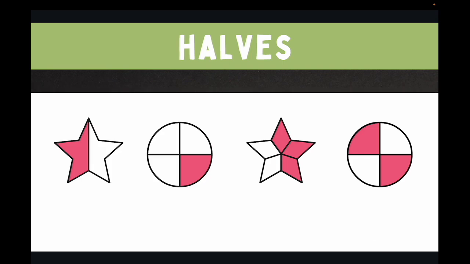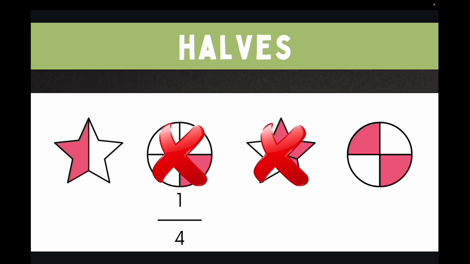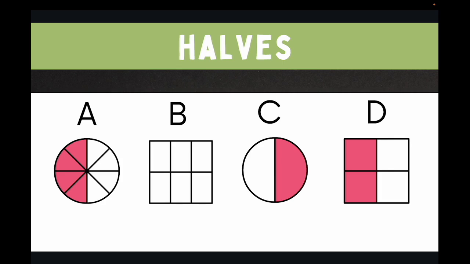So far, let's look at these shapes on this slide. Which of the following shapes have 1/2 shaded? You are right, 1/4 and 3/5 are not representative of halves. Now that we have reviewed halves, it's your turn to find the shapes with 1/2 shaded. Please stop the video and mark your answer on the Google form. Once you have marked your choices, continue the video.